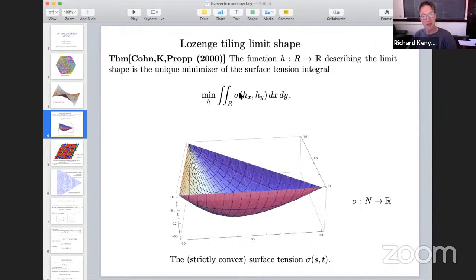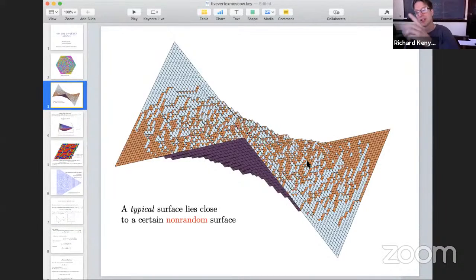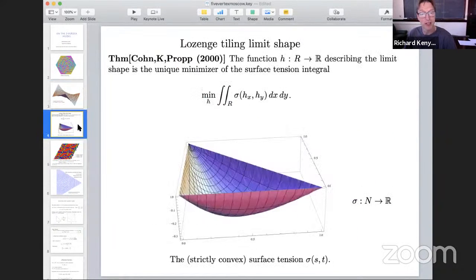The surface tension sigma is a function of the gradient of h, and the gradient is constrained to lie in a certain triangle. If you think about the possible gradients of such a surface, the normals are constrained to a certain orthant in R3, the positive orthant, if you like. So you can think of sigma as being plus infinity outside of this triangular region, and it's a strictly convex function on the space of allowed slopes. And that strict convexity is what leads to the existence of the unique minimizer of this integral here.